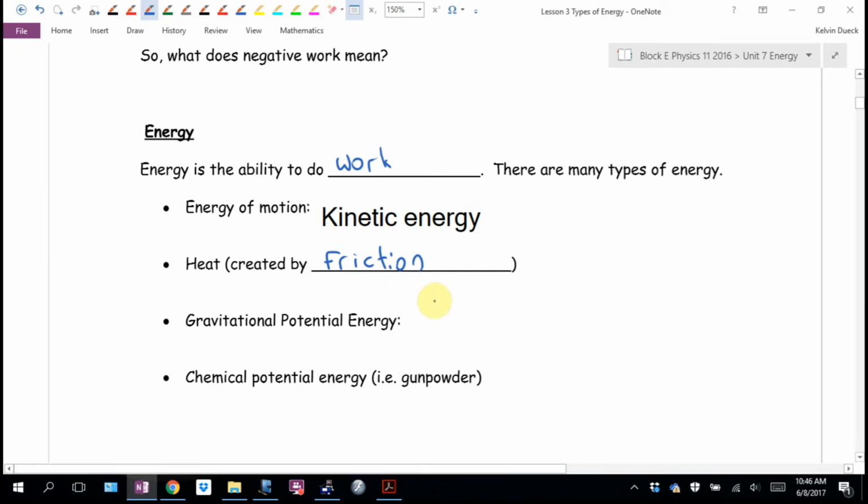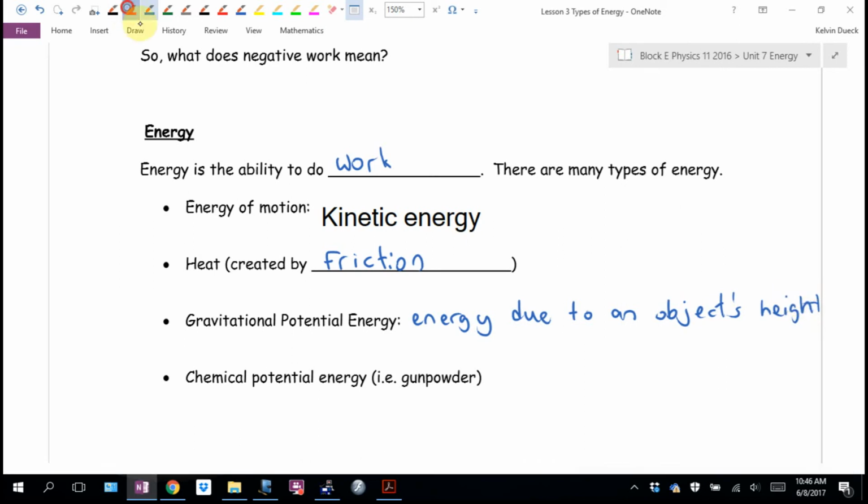Gravitational potential energy. This is energy due to an object's height. Now, the word potential energy means stored energy. So when I raised that bowling ball even higher above Thomas, what I was really doing was storing extra energy in that bowling ball, but it was only potential energy because it was stored. It wasn't doing anything yet. It was not doing work. It was not applying a force over a distance, but it could have.